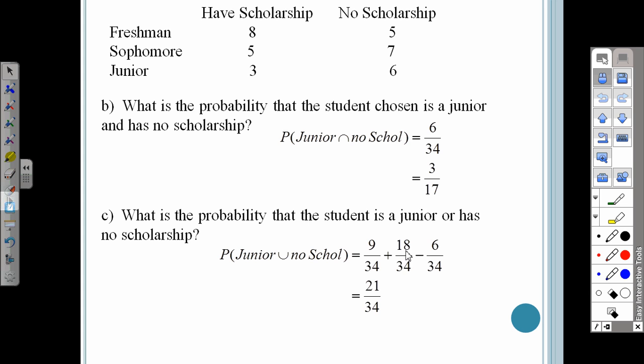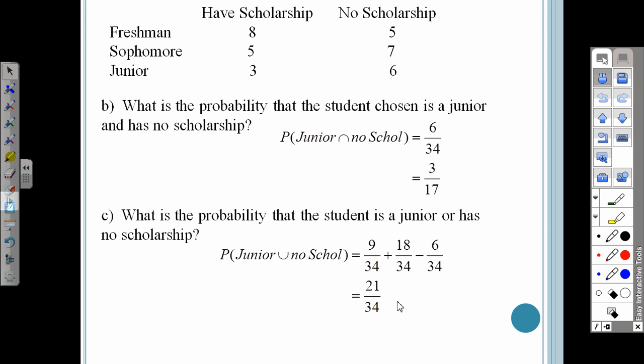18 students that have no scholarship. And then we subtract the students that are juniors and that have no scholarship. And we figured that out before, it is 6. So we do 9 plus 18 minus 6 to give us the 21 out of 34.